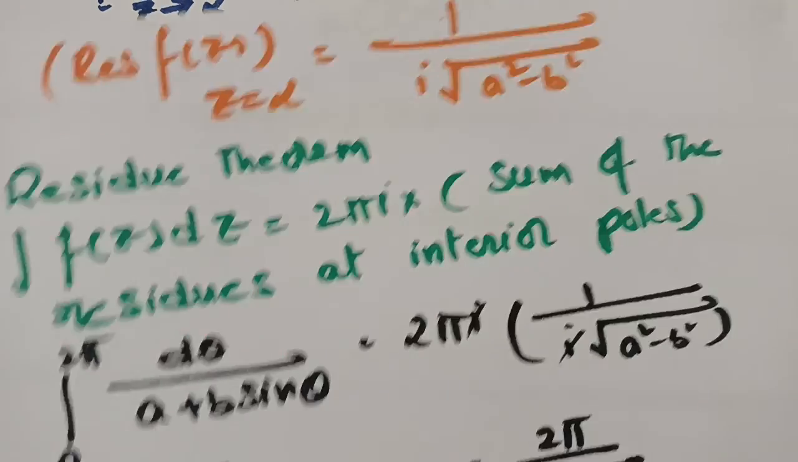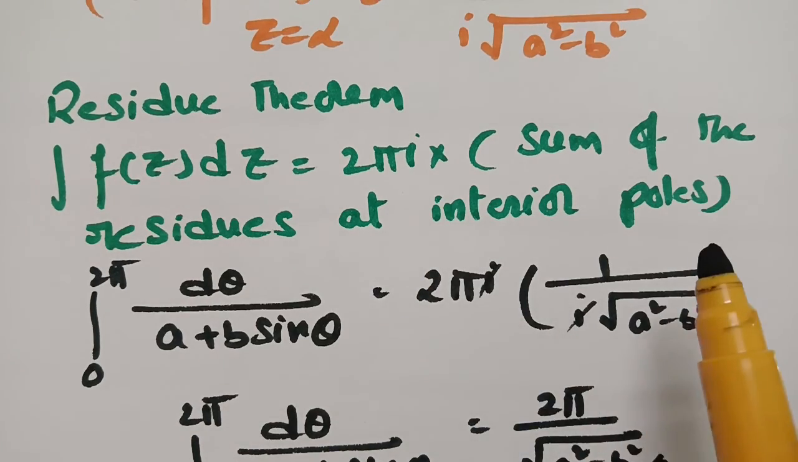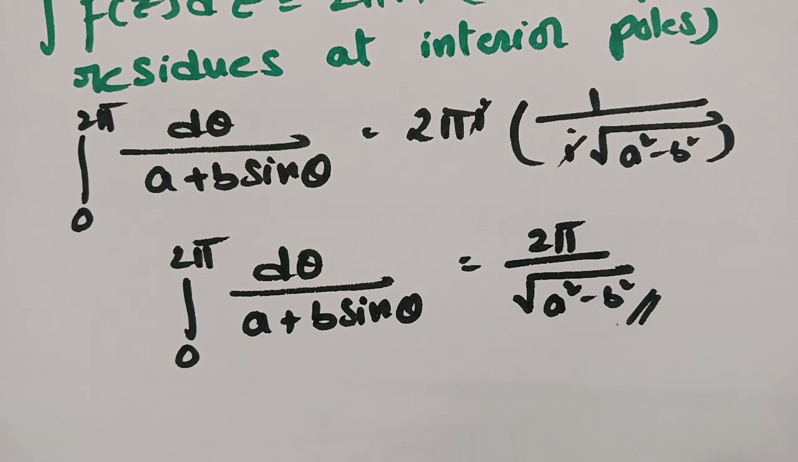Now applying the residue theorem. So this is the residue theorem, that is 2 pi I into the sum of the residues of the interior poles. The interior pole is this one, and after cancelling we got the required solution.